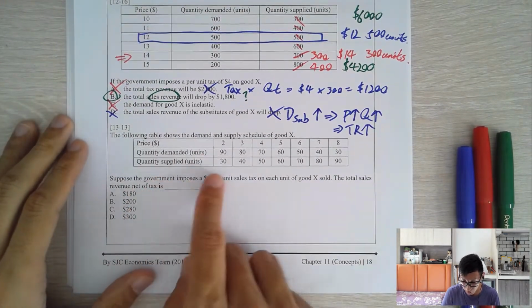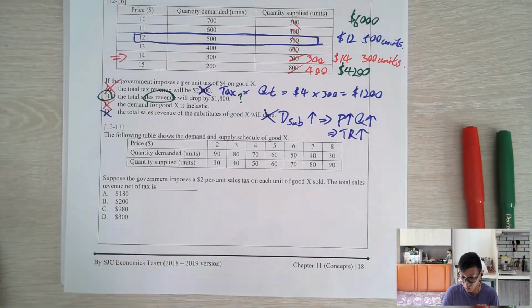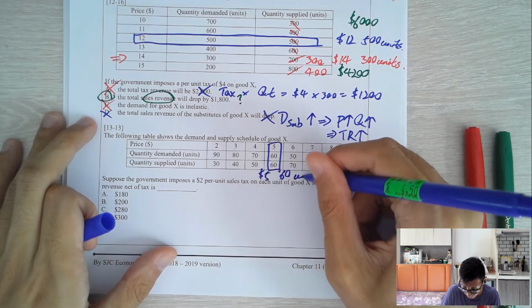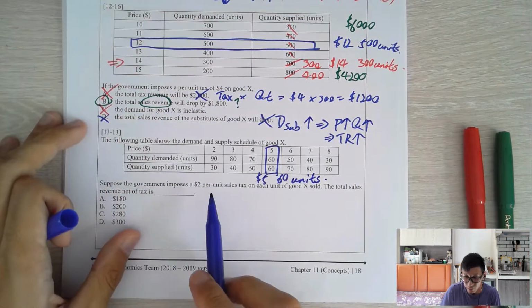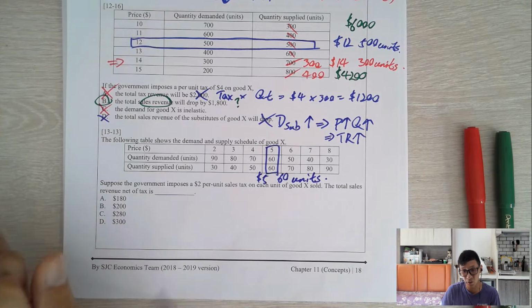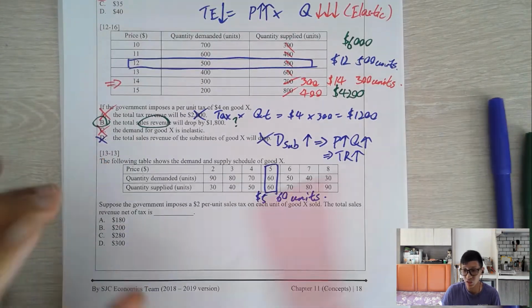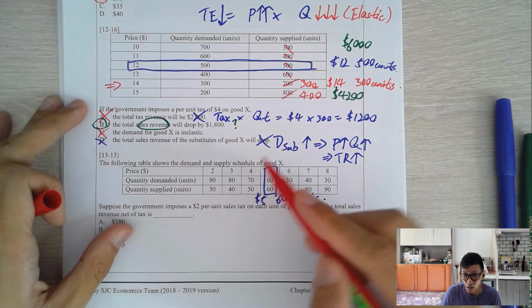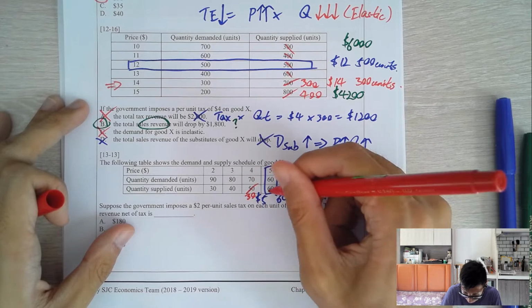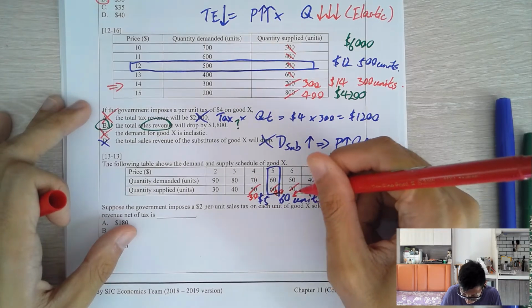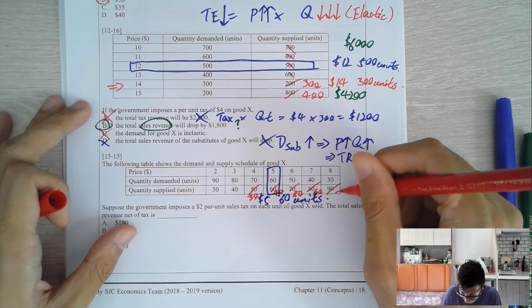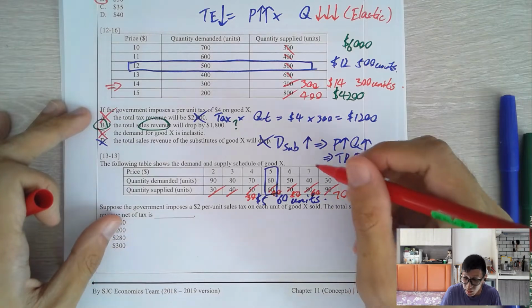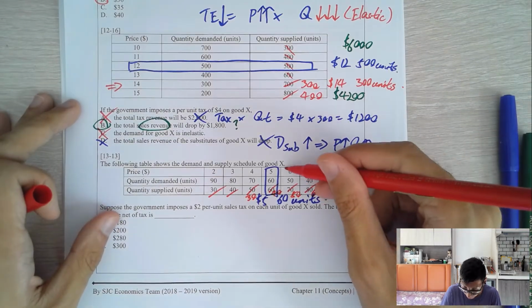Now here we have the original situation. As usual, right? $5, 60 units. This is the original. Now impose a $2 per unit sales tax. Let's change the QS. Originally $2 selling 30. Now I need $4. 30, 40, 50, 60, 70. This 2 goes away. Then the new equilibrium will be here.